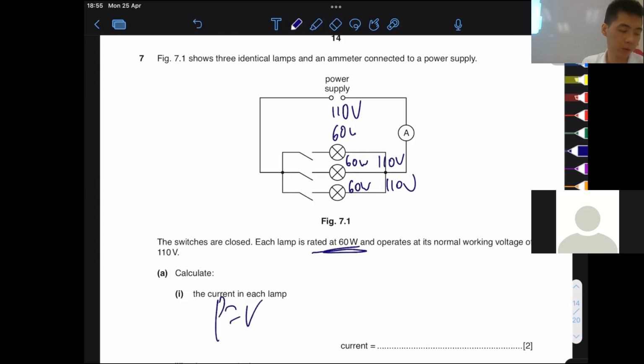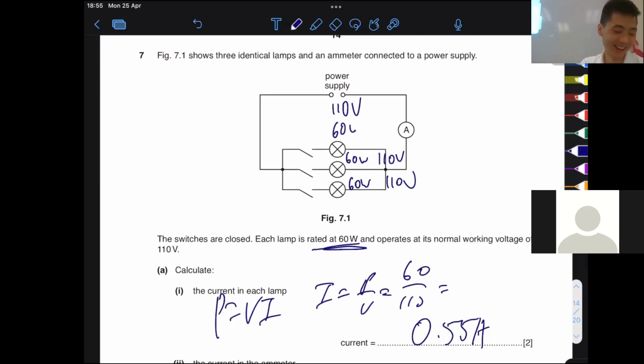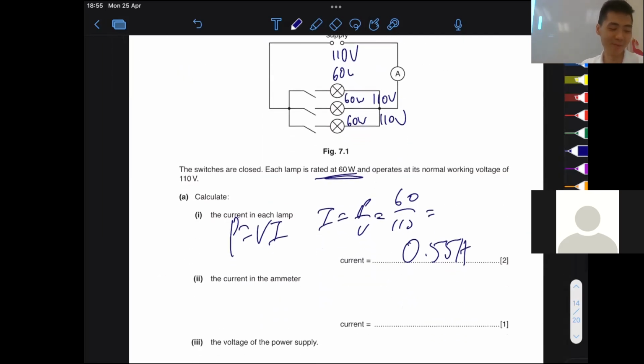right? Current, I equals P over V, which is 60 divided by 110. Press that in the calculator. So the lamp are both 60 and 110. Say that again. Oh, it's 60 watts and 110 volts. Yes, Wing Yan, read the question properly. Yeah, amperes. 0.55 amperes. Right.